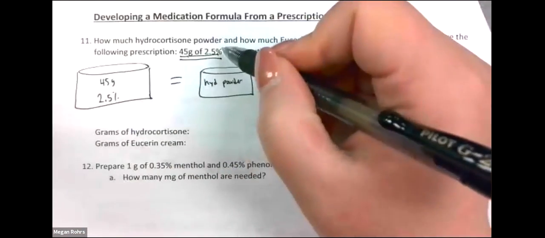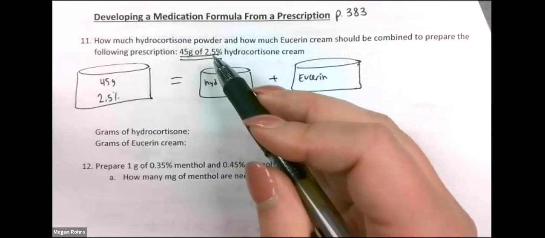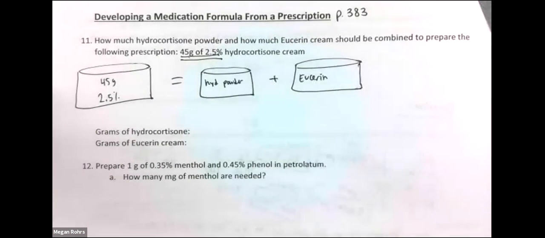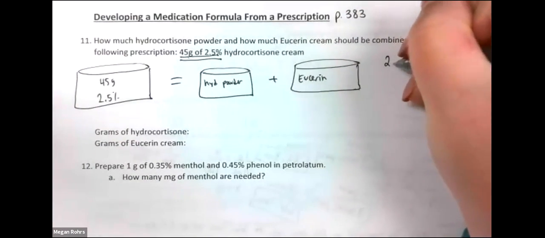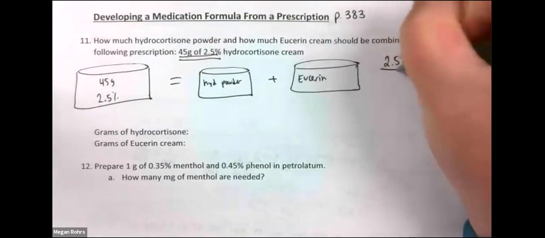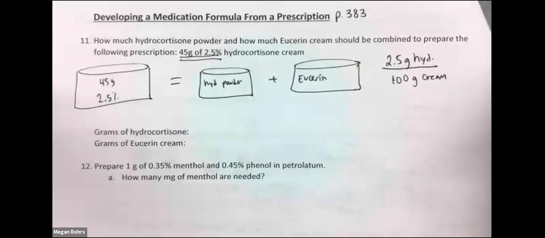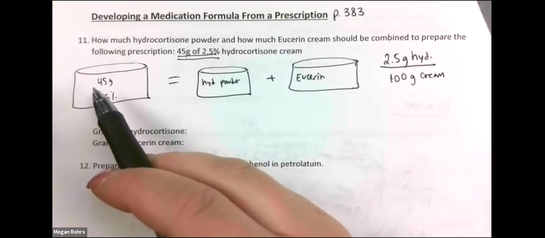Well, we're given a percentage strength. Remember, anytime you see a percentage strength, we can write that in fraction form. So 2.5% means that there are 2.5 grams of active ingredient, in this case hydrocortisone, in every 100 grams of total cream. That's what we know that this final product will have.